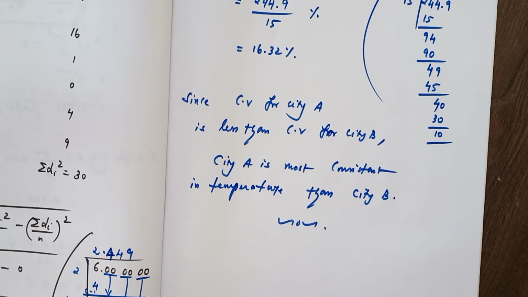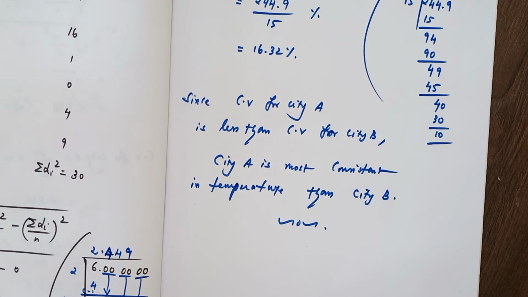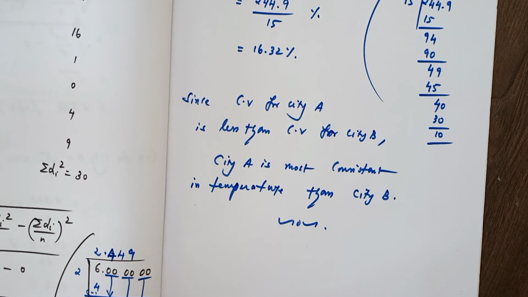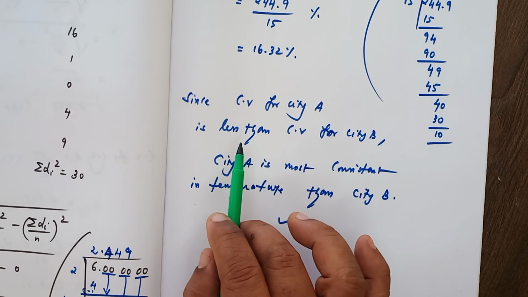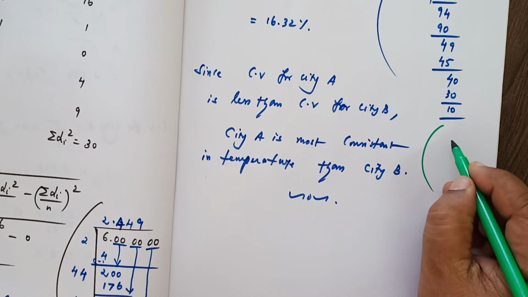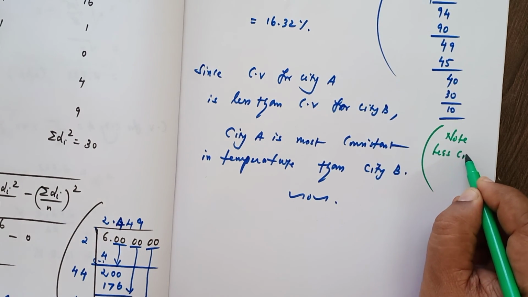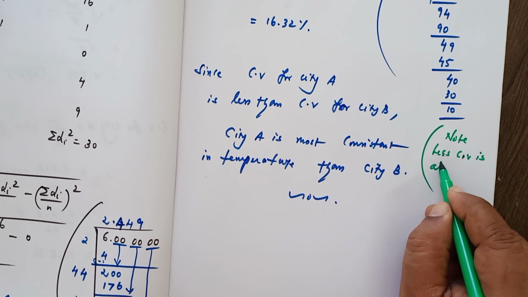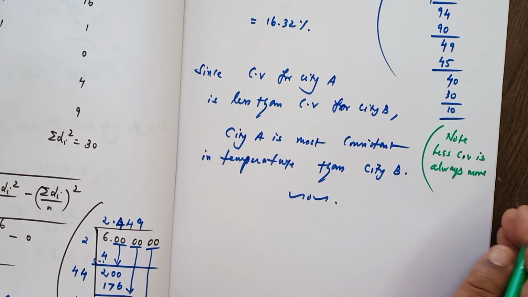Problem number 9, even you can write the reason. This is the reason actually: a less CV is always more consistent. For your reference, I write here, note: less CV is always more consistent.